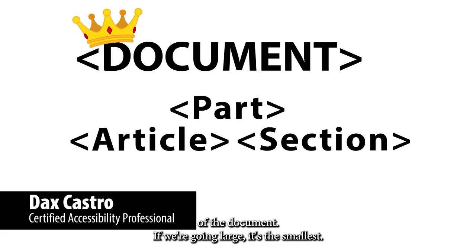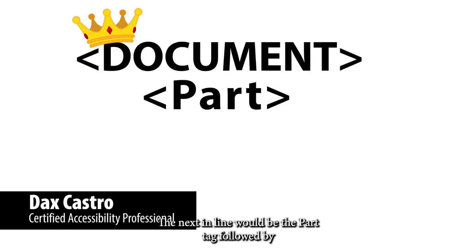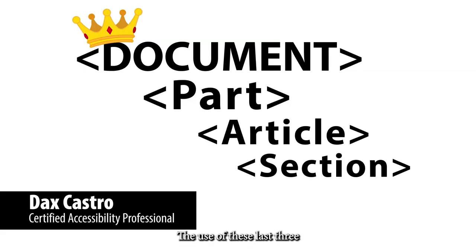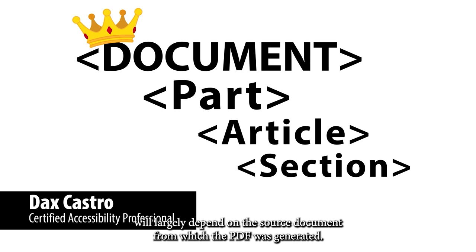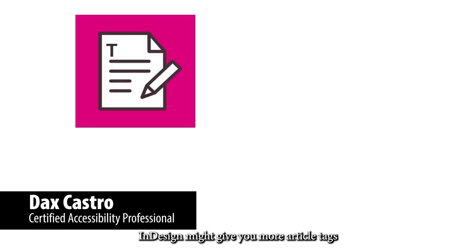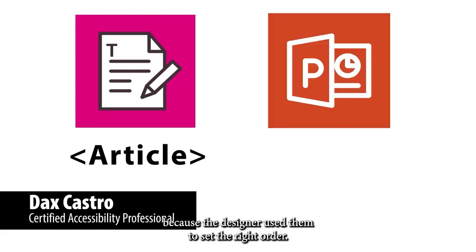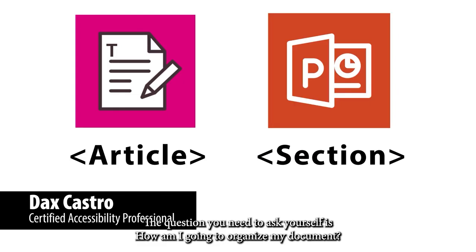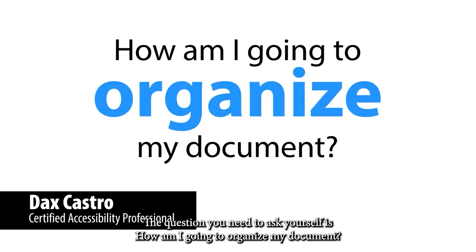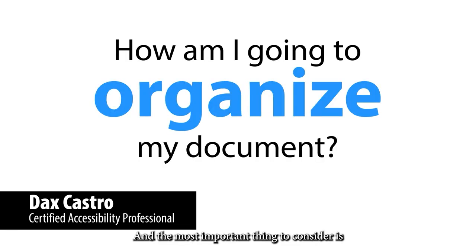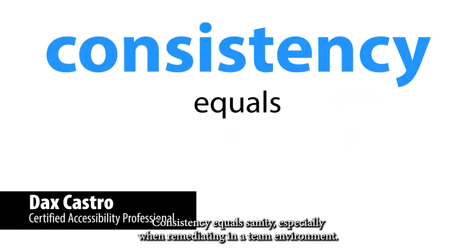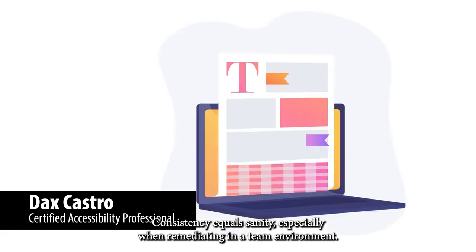If we're going largest to smallest, the next in line would be the part tag, followed by the article tag, and finally the section tag. The use of these last three will largely depend on the source document from which the PDF was generated. InDesign might give you more article tags because the designer used them to set the read order. PowerPoint will give you section tags, one for each slide. The question you need to ask yourself is, how am I going to organize my document? And the most important thing to consider is, am I being consistent in my tag structure? Consistency equals sanity, especially when remediating in a team environment.